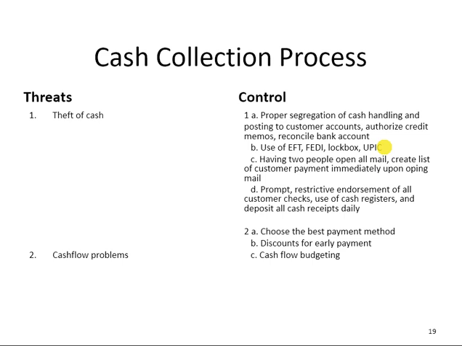And also to mitigate the theft of cash risk, we must have prompt, restricted endorsement of all customer checks. Okay. Use cash registers and deposit or cash receipt data. And also, if we still use traditional mail to collect the payment, we should have two people in the mailroom to open all mail. Okay? Create a list of customer payments immediately upon opening the mail.